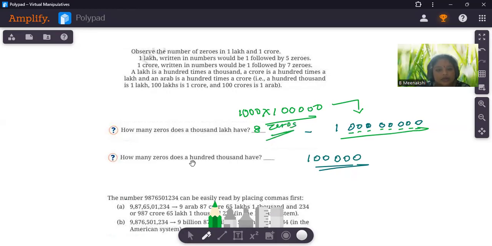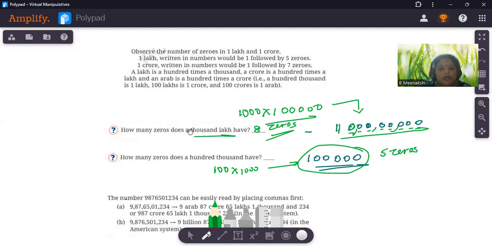And how many zeros does 100,000 have? 100,000 means 100 into 1000. So it has 5 zeros. So 1000 lakh can be written as 1 followed by 8 zeros, and 100,000 has 5 zeros.